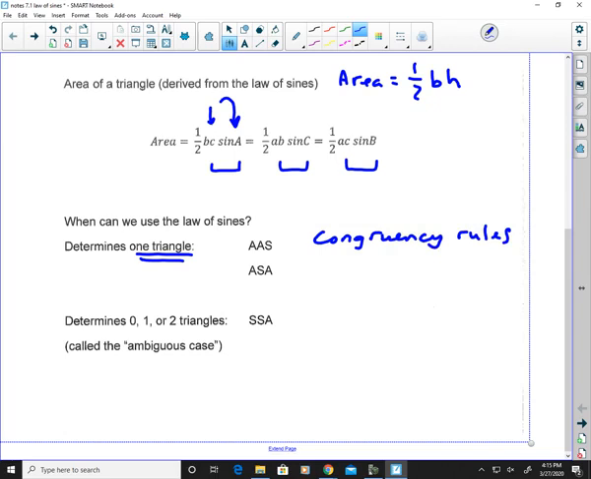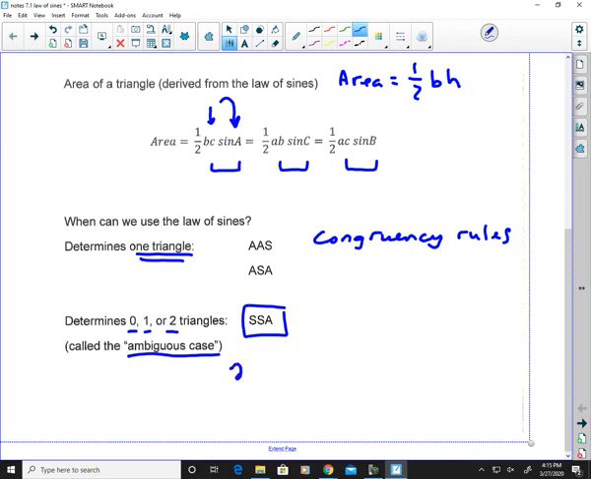Now this case right here, the SSA case, is also called the ambiguous case. This one is not a congruency rule, but it can still be used in law of sines. However, we don't know until we go through and do the work. We will not know if it's going to be 0 triangles, 1 triangle, or 2 triangles.